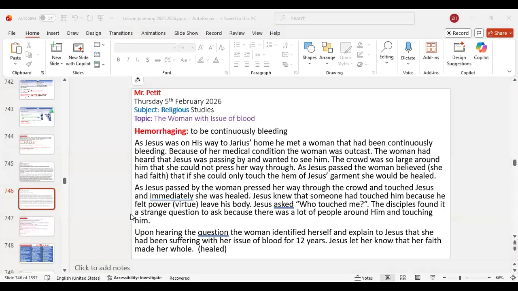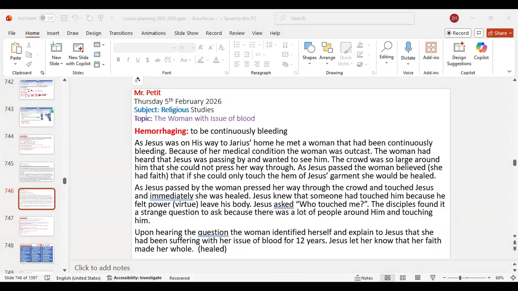So she went to different doctors trying to look for help. How long was she dealing with this problem? 12 years, very good. How old do you think Jairus' daughter was? She was also 12. That's the parallel there with these two stories. She was 12 and also Jairus' daughter was 12. So kind of interesting, right?